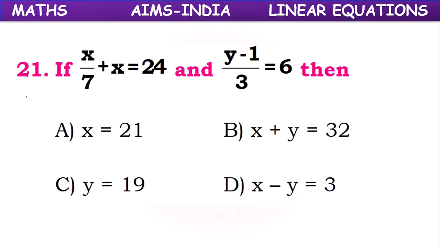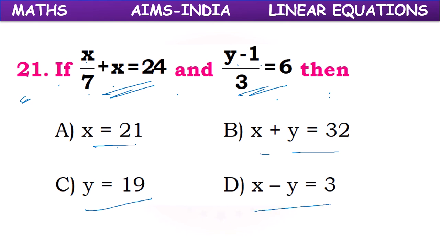Next children, 21st question. If x by 7 plus x equal to 24 and y minus 1 by 3 equal to 6, then which of the following relation is true? x equal to 21, x plus y equal to 32, y equal to 19, x minus y equal to 3. So first, let's find x and y values separately so that we can know their relation whether it is true or not.